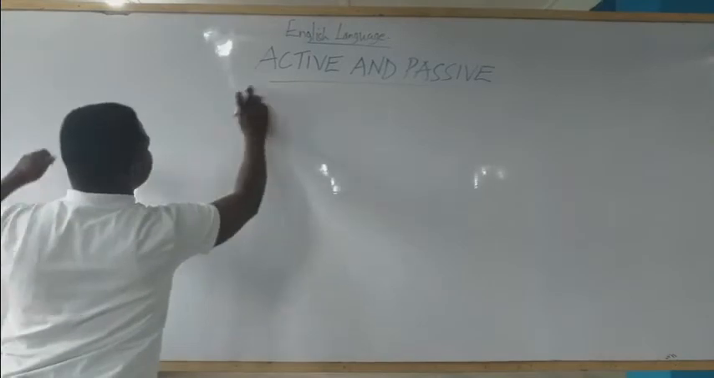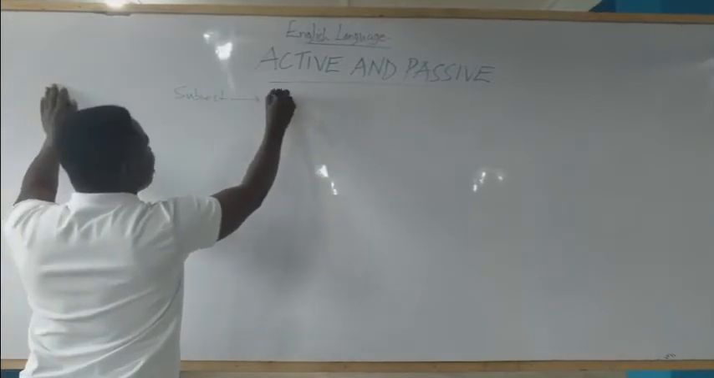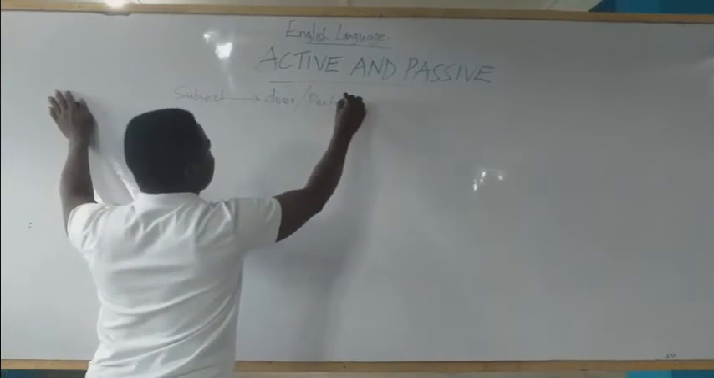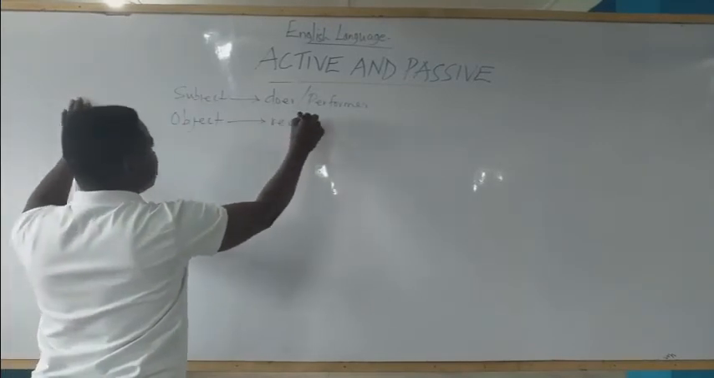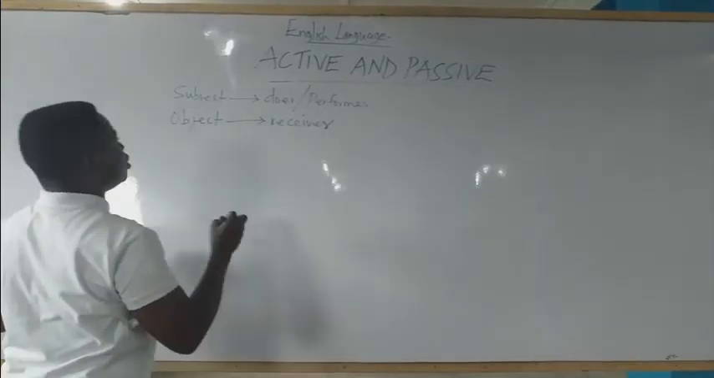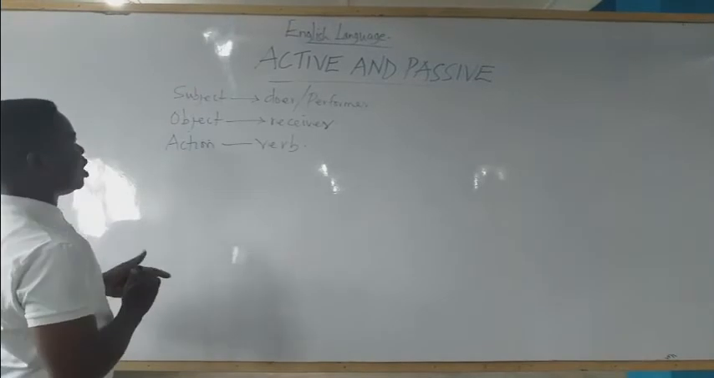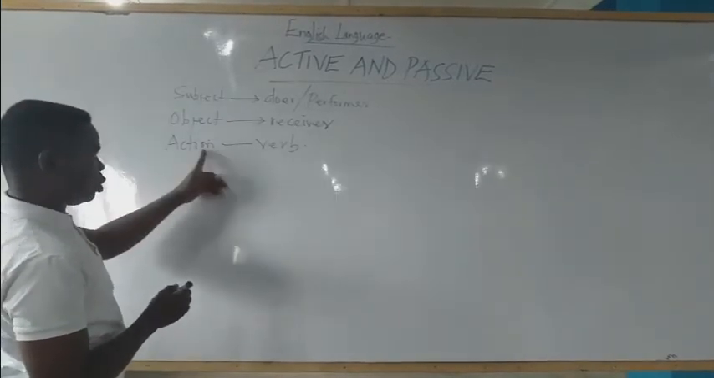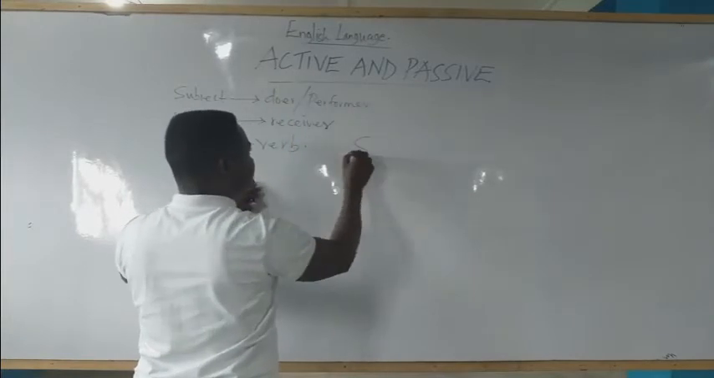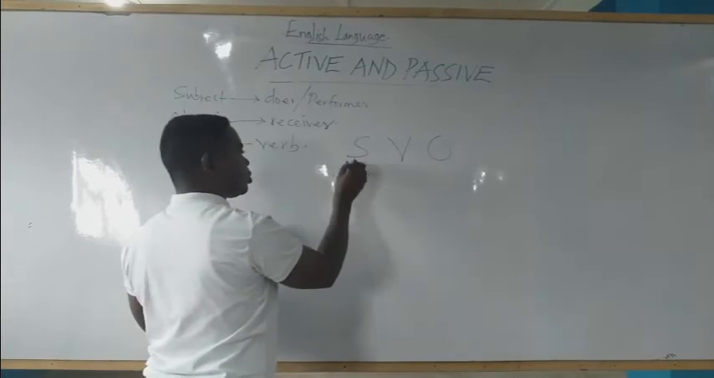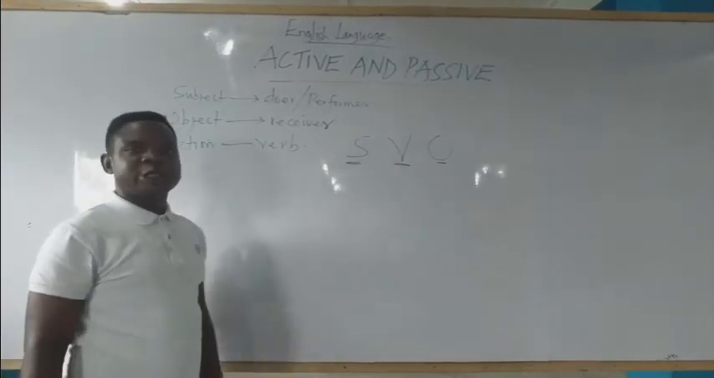I said an active expression is a sentence in which the subject is the doer of the action, the doer or the performer of the action, while the object is the receiver of the action. Now, the action itself is the verb. You can see we have this order: the subject, performing the action on who? The object. Meaning, the order of arrangement in an active expression would be SVO. What is SVO? That is subject, verb, object. Any sentence that has this structural pattern is an active expression.